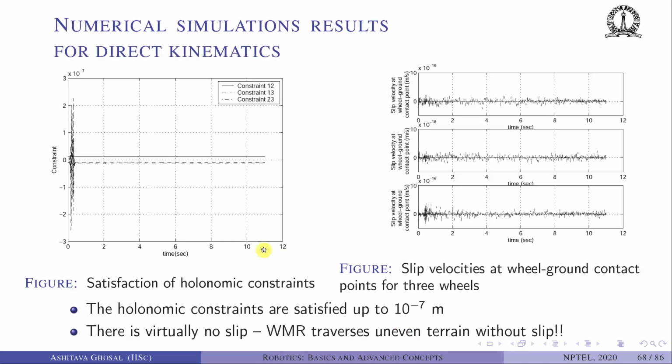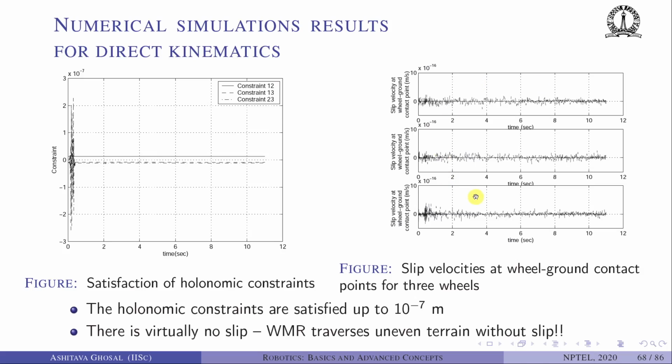We can also plot the constraints as a function of time. We can plot the constraints, the distances between C1 and C2, C2 and C3, and C1 and C3, and we can see that they are very small. It is of the order of 10 to the minus 7.